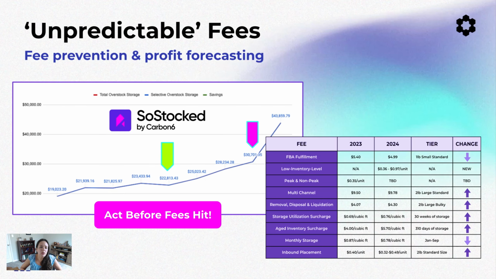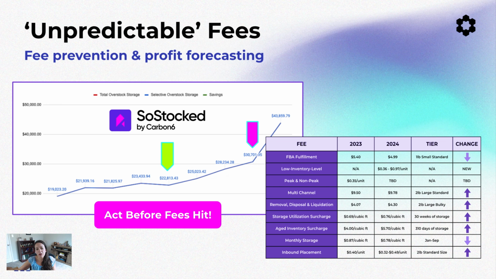Now, when we go into fees, we like to look at the different fees, right? We have fulfillment fees. We now have low inventory level fees, peak storage fees. We have fees for multi-channel, for removal, for inventory age. There are all of these fees, and there's a lot of changes that took place. But the general point is that we want to be able to prevent the fees, and the only way that we can do that is by forecasting for fees.